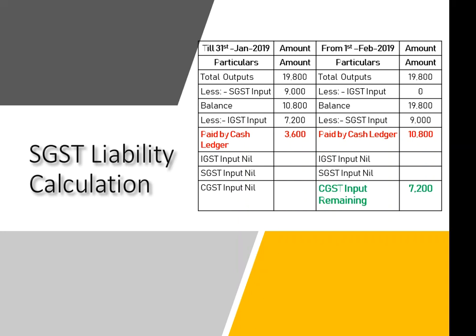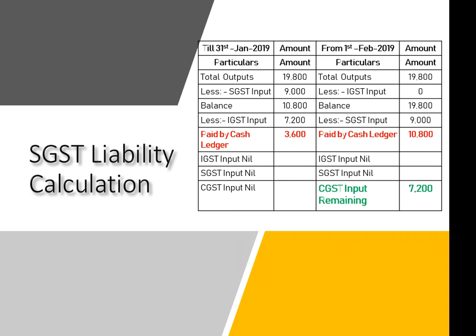Accordingly, after doing all the calculation, if you see the summary of this, till 31st January 2019, we had IGST input nil, SGST input nil, and CGST input nil. But we were only paying 3,600 through cash ledger. That means the burden or cash flow was only 3,600.